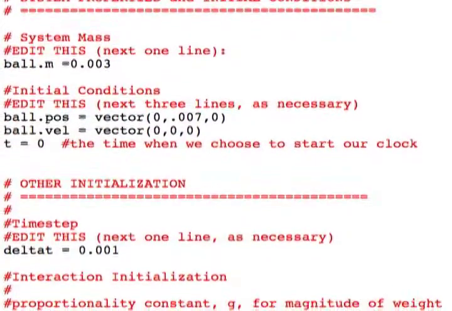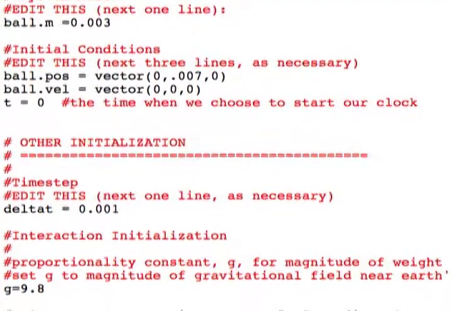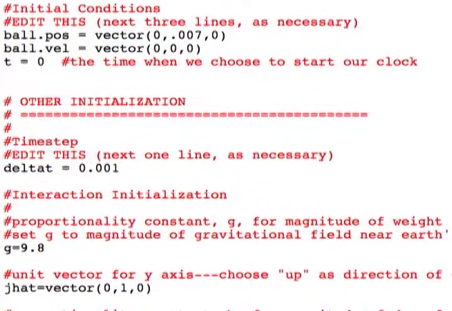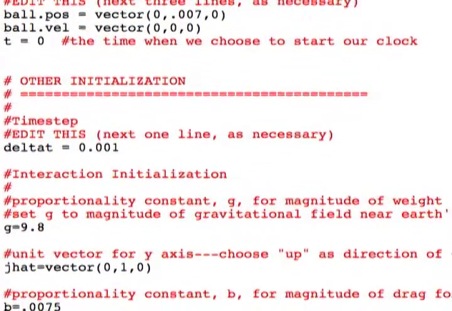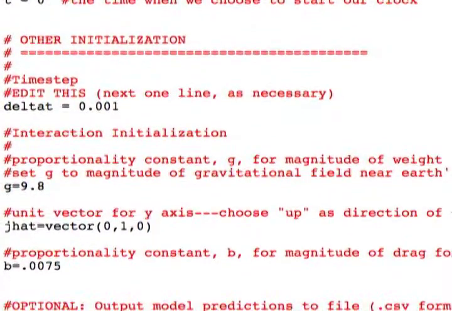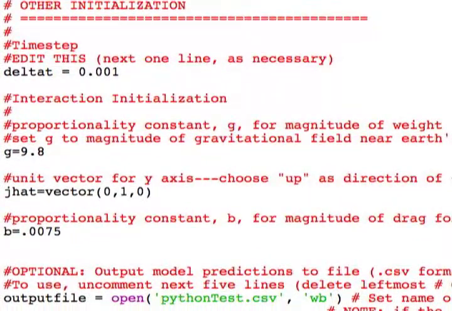Using the VIDLE program, I crafted a computer model of the falling coffee filters. I weighed and entered the mass of the 3 coffee filters in the ball.m assignment statement. Then I added the values from Tracker for the ball.pos and the ball.vel statements. Looking at the change in time from Tracker, I entered the delta t value, which was about 100 times smaller than the motion recorded on the video.